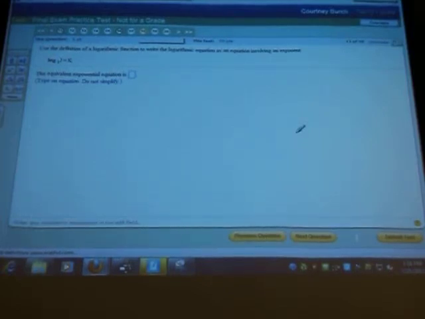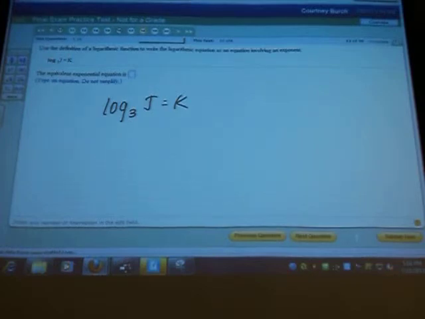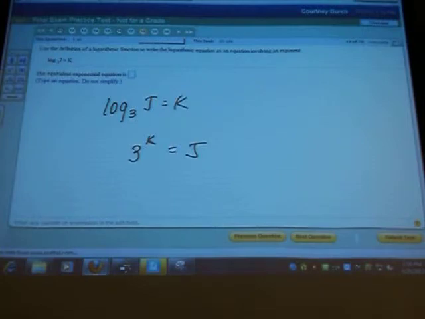Okay, number 18, I've got log base 3 of J equals K. I want to write this as an exponential equation. So my base is 3, my exponent is K, and that is equal to J. That is one that you just have to know how to do.